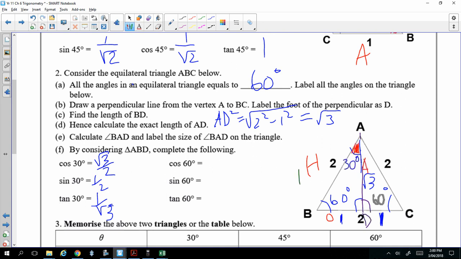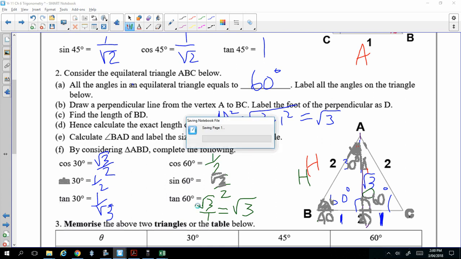This will be the angle. That will be the adjacent. That will be the opposite, isn't it? So using that, cos 60 is 1 over 2, adjacent over hypotenuse. Sin 60 is root 3 over 2. And finally, tan 60 is root 3 over 1, which is just root 3. Right, so these are the familiar exact values that you learned in year 10.